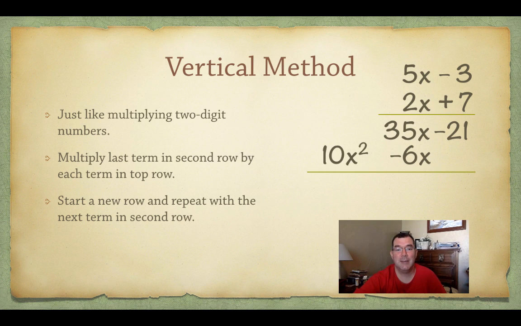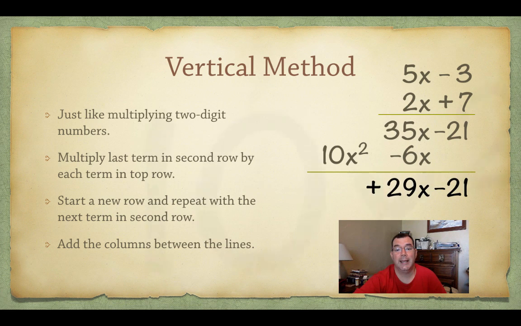x squared. So it's the same concept. Everything in the second row is going to be multiplied by everything in the top row, and I'm going to add it all together. So when I do add it all together, I get 10x squared plus 29x minus 21. So same answer, just a different method.